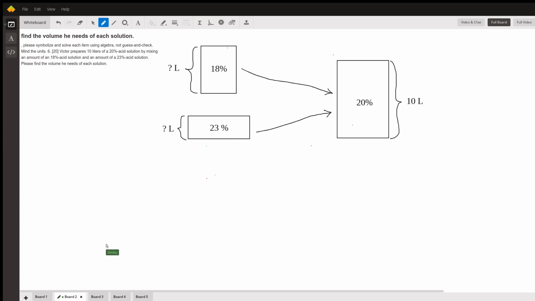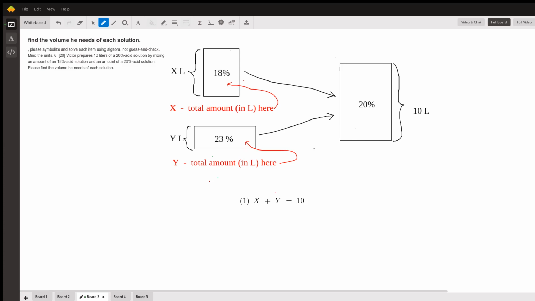So the next step obviously will be to introduce 2 variables, x and y. x will stand for the total amount in liters of the 18% solution, and y will be the same but for the 23% solution. And as you can see here, just by introducing these 2 variables, we can easily create our first equation. Because when we mix them together, we have 10 liters as a result, so we can obviously say x plus y equals 10.